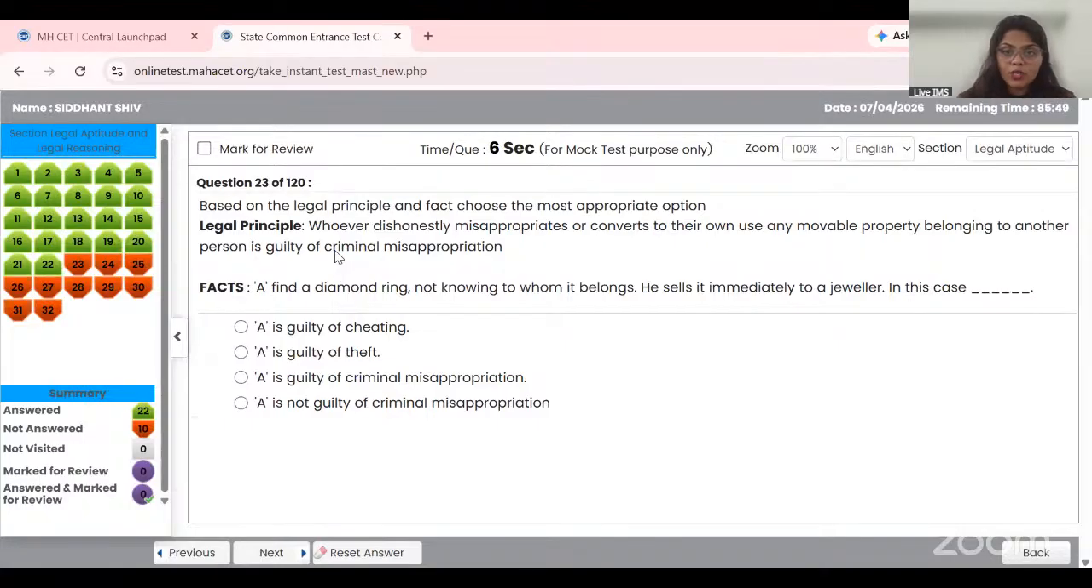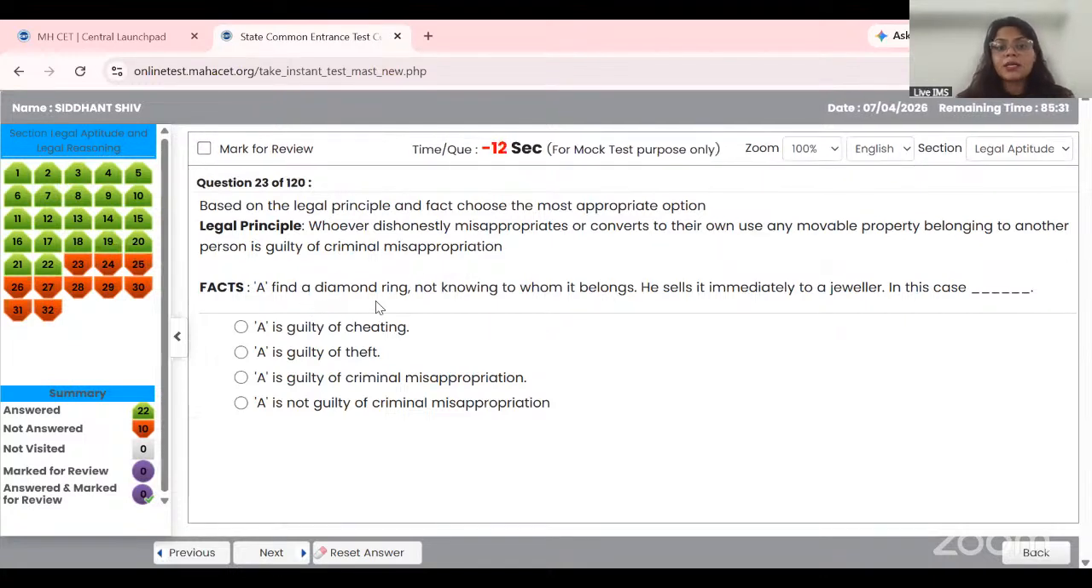Okay, moving on to the next question, which has a legal principle. Whoever dishonestly misappropriates or converts to their use any movable property belonging to another person is guilty of criminal misappropriation. So it is giving a definition of criminal misappropriation. Let us look at the question.